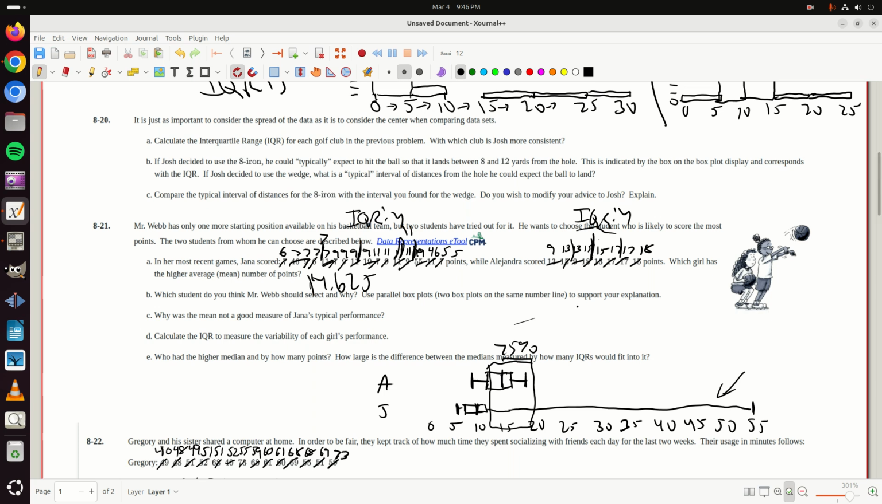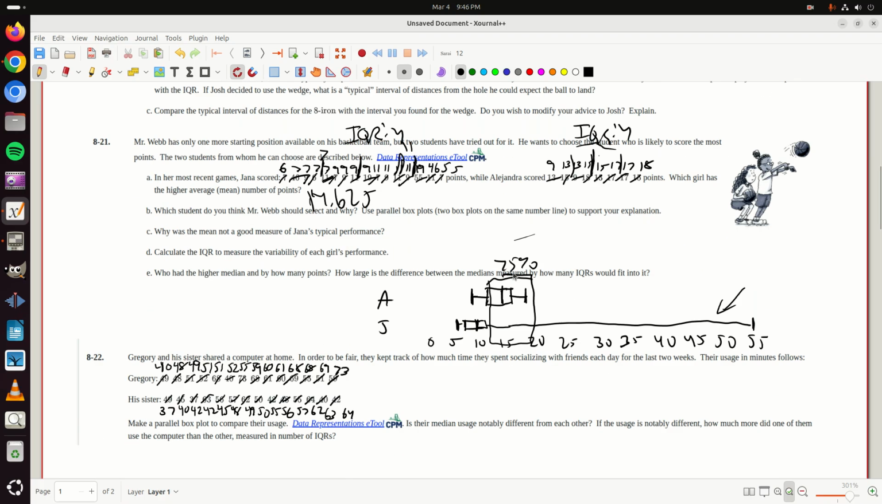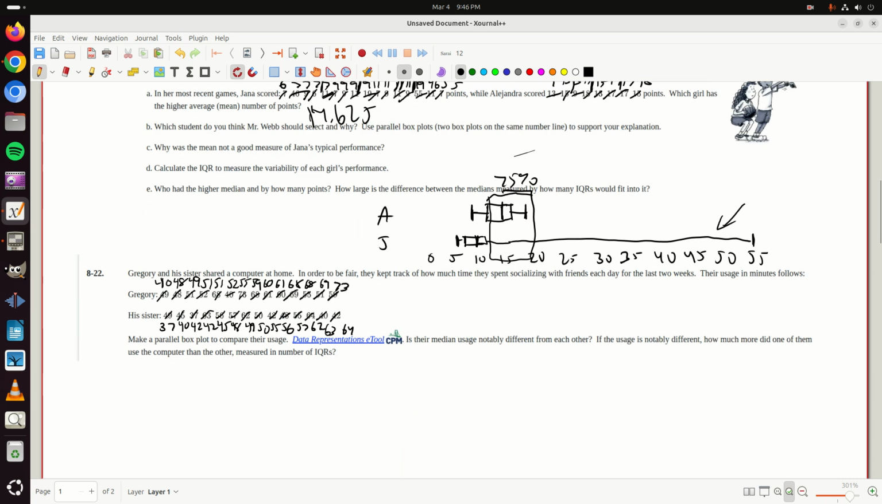Just the range is better for Alejandra. She's got a higher one than there. And then who has the higher median and how many points? We would definitely say Alejandra has the higher median. She has 15 compared to 9. So you would expect her to score 6 points more, typically. All right. And then 822, we have another box and whisker plot.